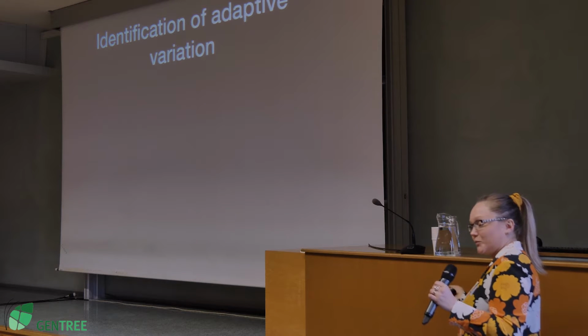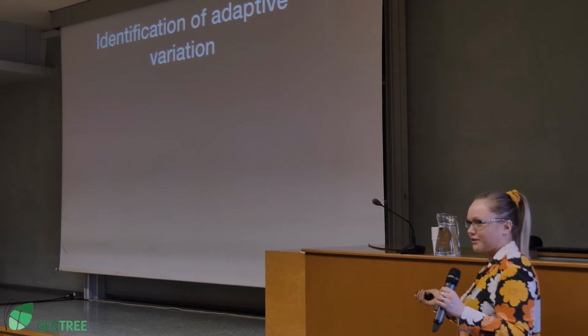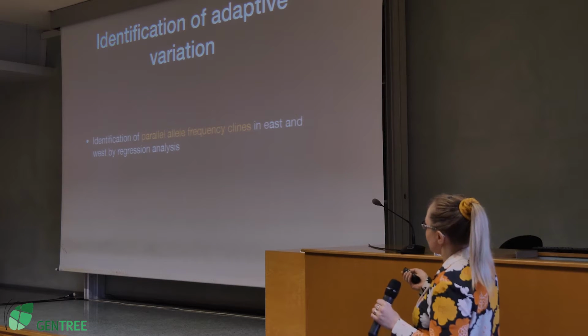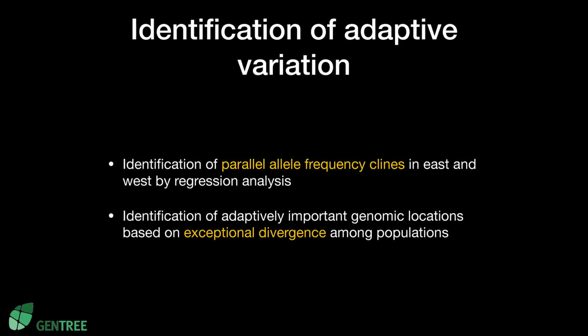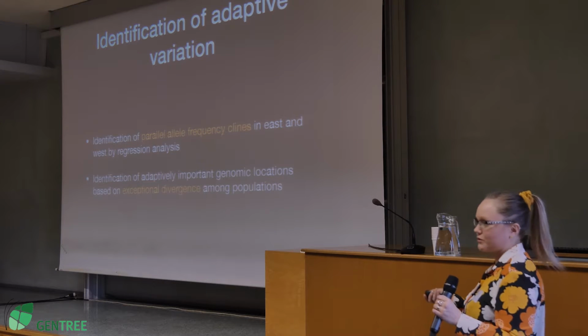So we used many approaches to look at adaptive variation, but I'm presenting here two main approaches. We wanted to identify these parallel allele frequency clines in the eastern and western cline by very simple regression analysis. Luckily, because the population structure is very weak, we don't have to use very complicated models in this case. And then we used similar models to what the previous speaker was using, like BayeScan and such, that are based on identifying exceptional divergence among populations, but do not explicitly have this clinal variation built into the model.